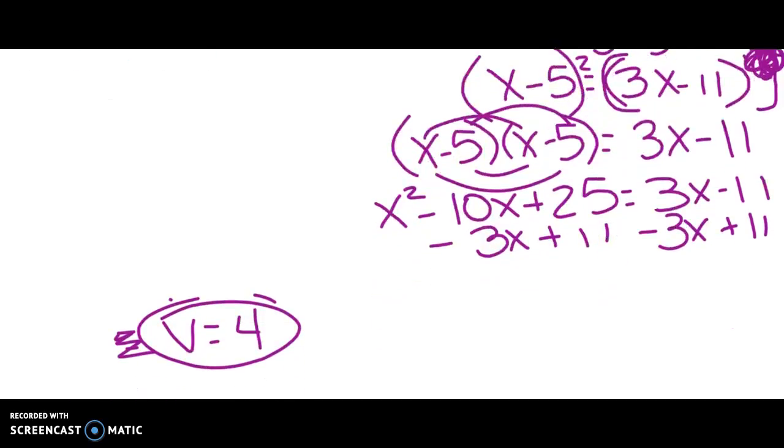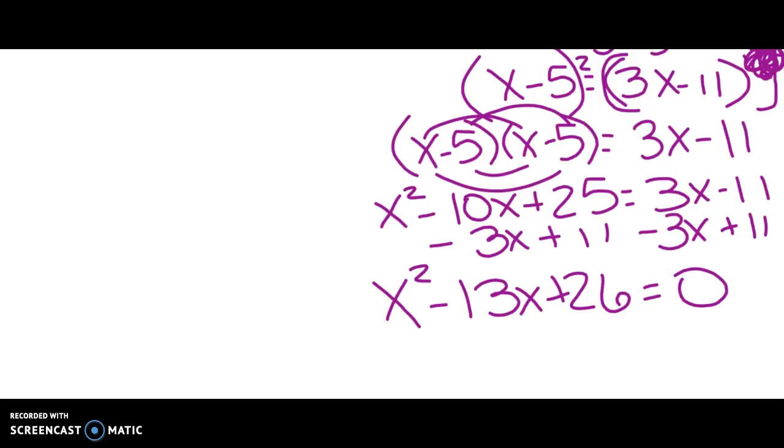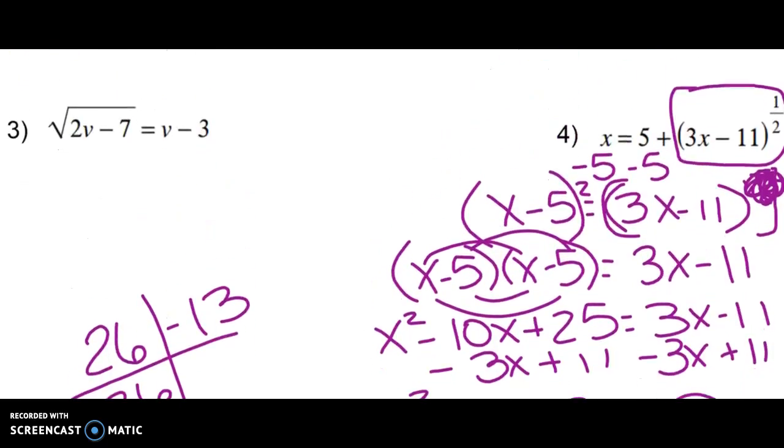Let me make this page longer. All right, so I've got x squared minus 13x plus 26 is equal to 0. So you want factors of 26 that add up to negative 13. I don't even know what that's going to be. Factors of 26. You've got 1 and 26, 2 and 13. Did I do that right? Yeah, it looks like I did it right. This could have no solution.